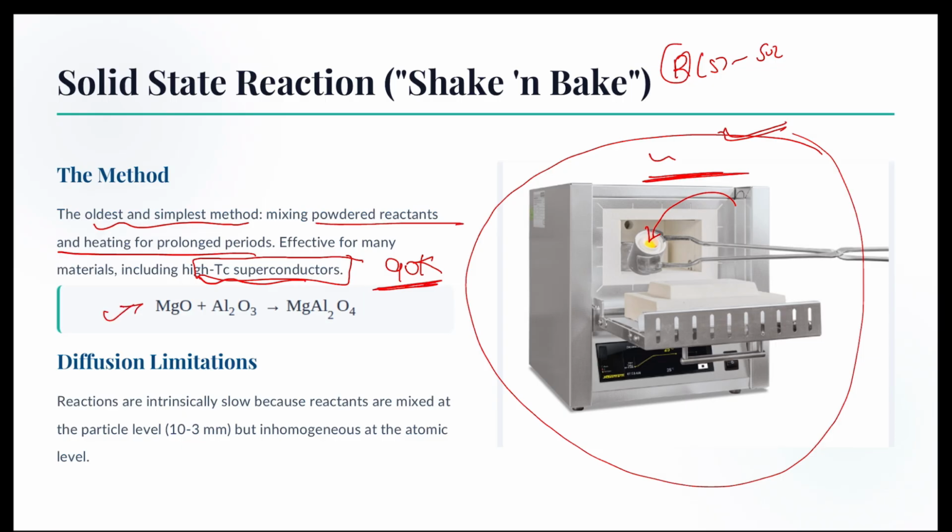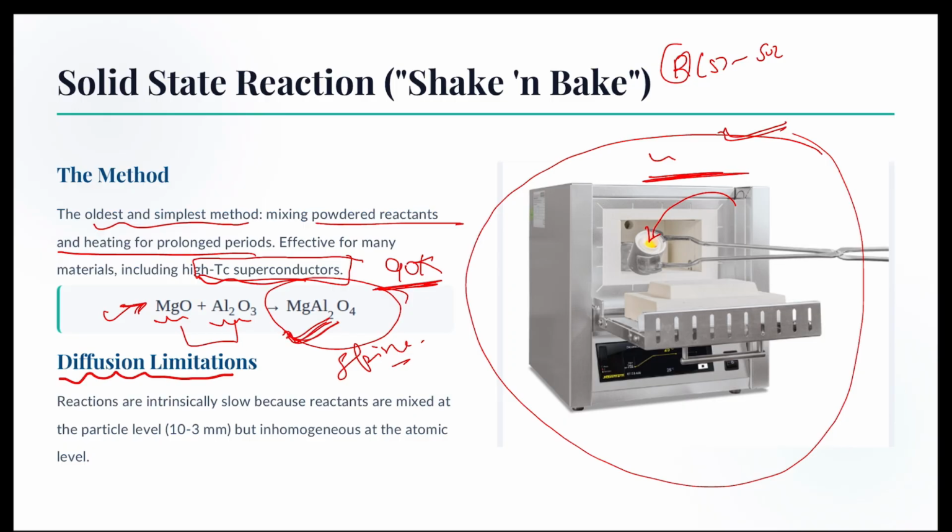There is one simple reaction in which MgO and Al2O3 combine together and form MgAl2O4, which has a spinel structure. We are going to study this in a little more detail after 2 or 3 slides. But there is a limitation to this solid state reaction mechanism.